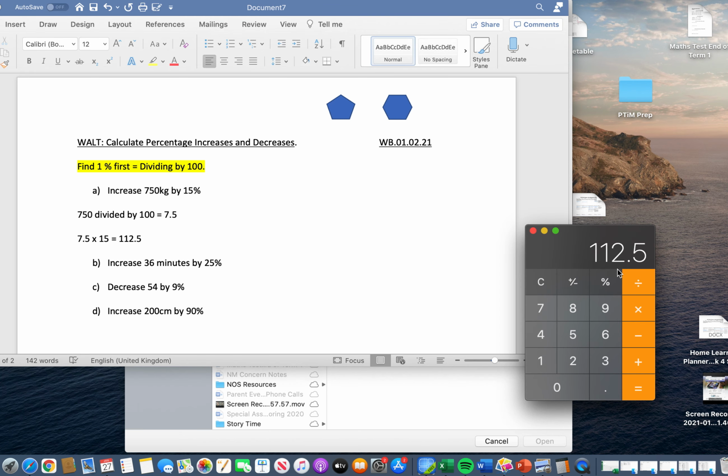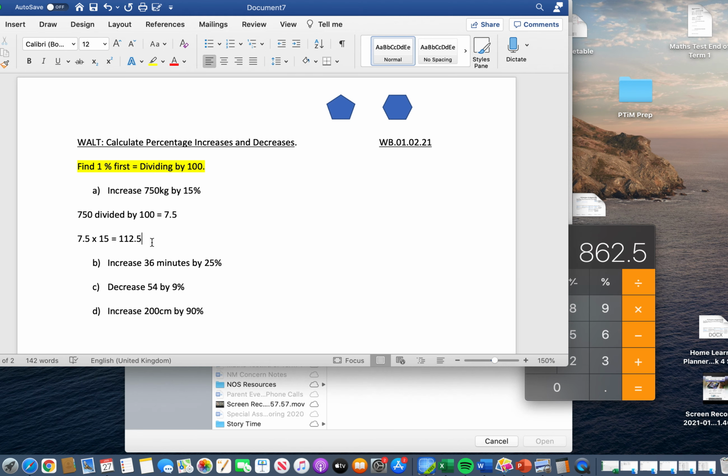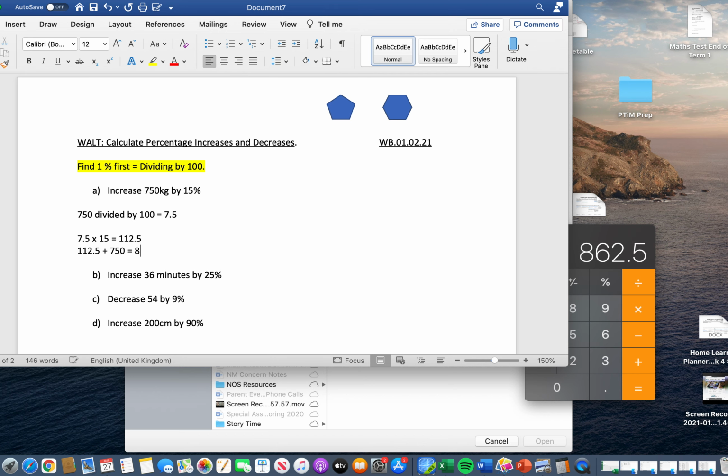So I've got 112.5 add 750. So my answer for this problem, increase 750 kilograms by 15%, I'll just write out one more time: 112.5 add 750. So my final answer is 862.5.